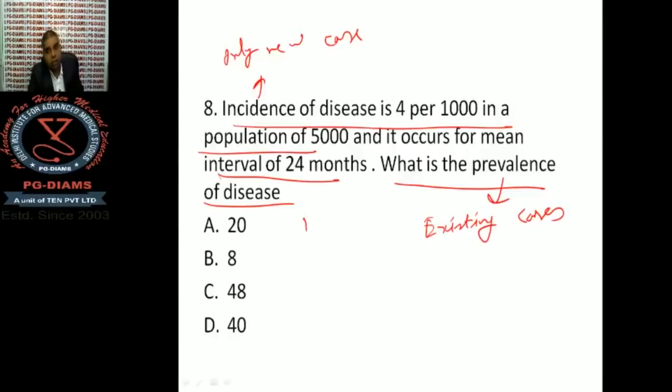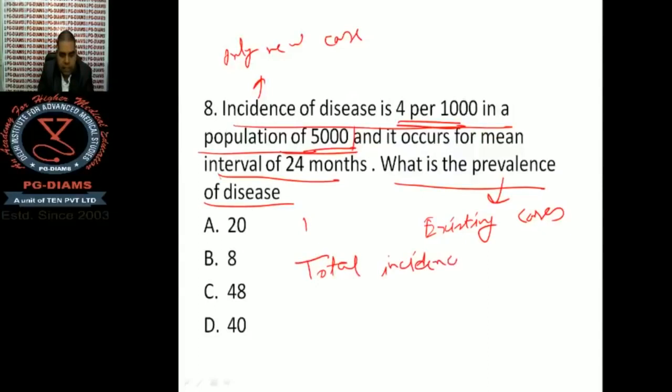Prevalence can be known at that time, but incidence cannot be known at that time. To know the incidence, you have to follow the patients, you have to follow the group. Okay, so in this question, incidence is 4 per 1000 in a population of 5000. So what will be the total incidence?